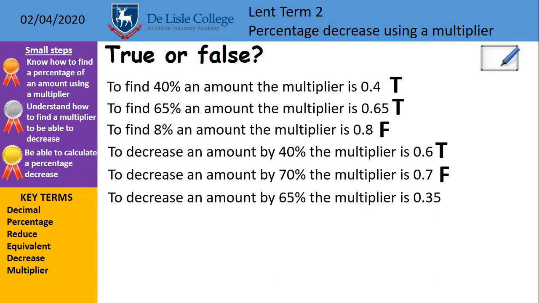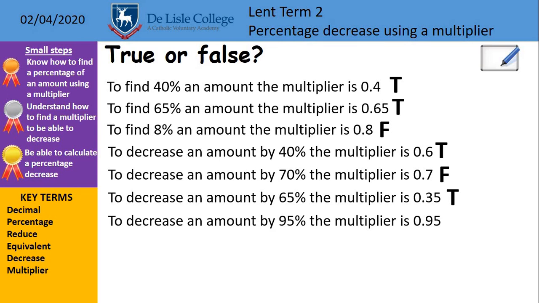To decrease an amount by 65%, the multiplier is 0.35. Yes, 100% subtract 65% gives us 35%. So indeed, the decimal multiplier, when we divide by 100, would certainly be 0.35.